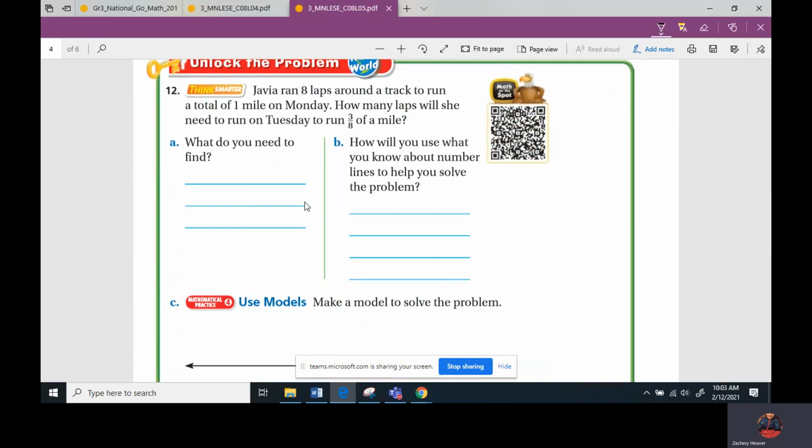It says Javia ran 8 laps around a track to run a total of 1 mile Monday. How many laps will she need to run on Tuesday to run 3/8 of a mile?